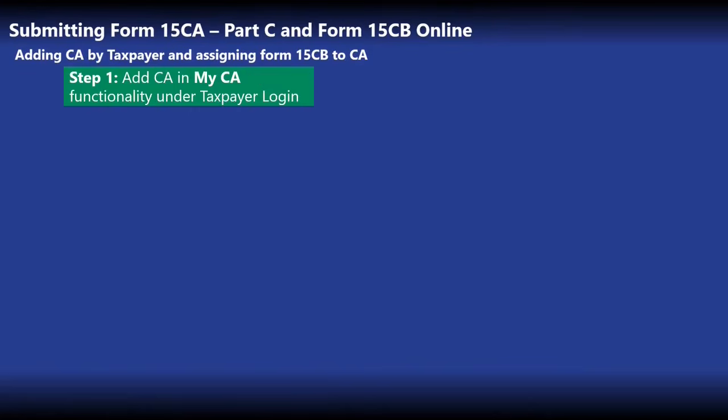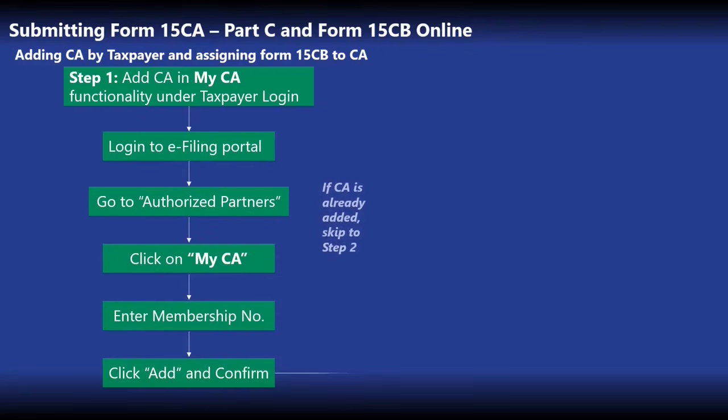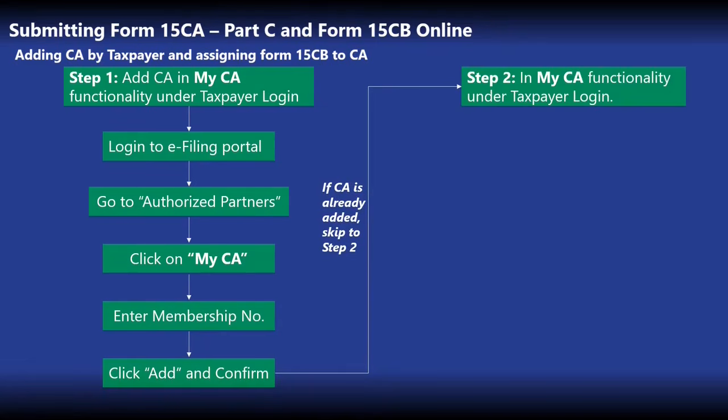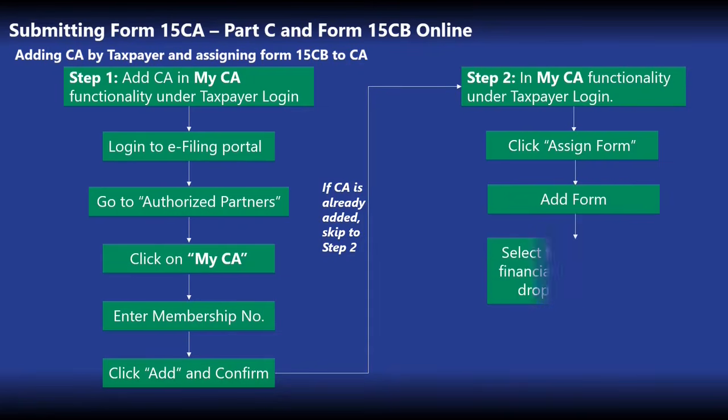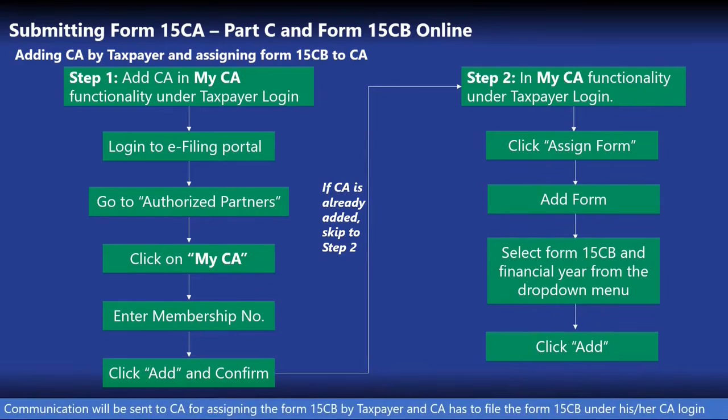So first of all, the taxpayer will log into the online portal and go to Authorize Partner tab. Click on My CA and add the details of the chartered accountant and click on Confirm button. If the chartered accountant is already added, then the taxpayer can go to the My CA functionality and click on Assign Form and then add the form by selecting Form 15CB and Financial Year from the drop-down menu. Once the form is added, a communication will be sent to the chartered accountant and then the chartered accountant has to file Form 15CB under his or her login.